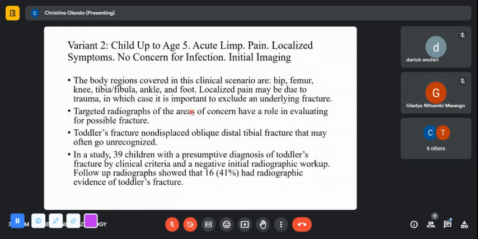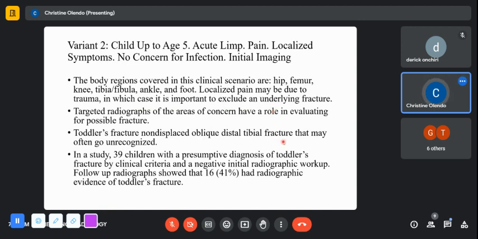Okay. So variant 2 was a child up to 5 with localized symptoms with no concern of infection. The body regions here that they covered were hip, femur, knee, tibia, fibula, ankle, and foot, which may be due to trauma. So you do targeted radiographs of those areas to evaluate the fracture.